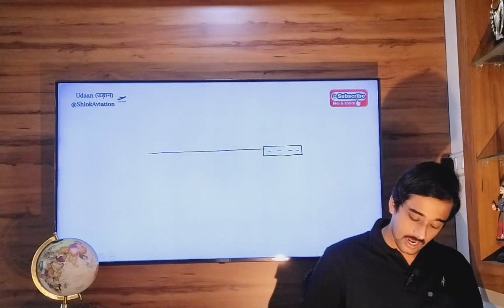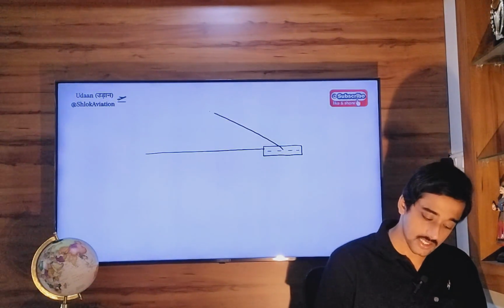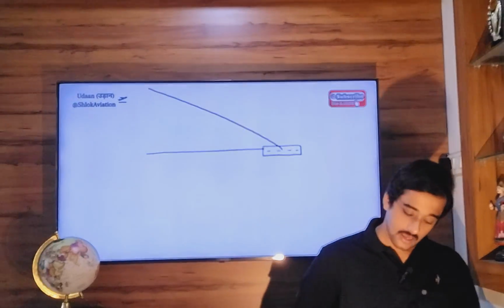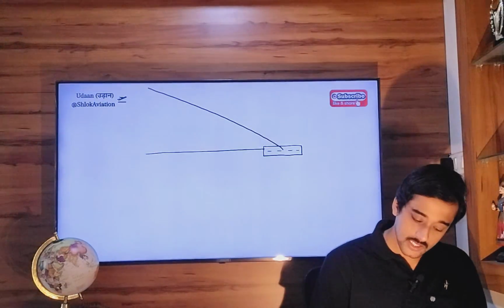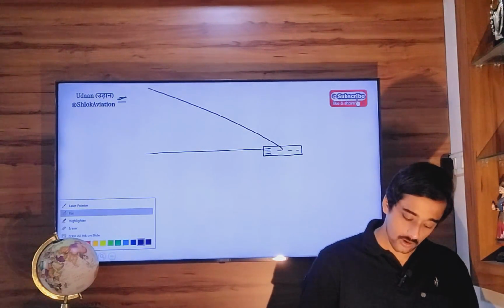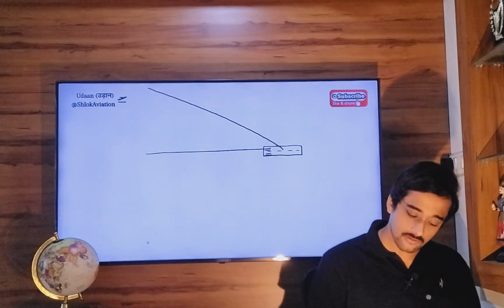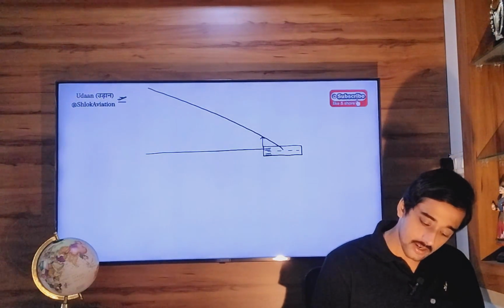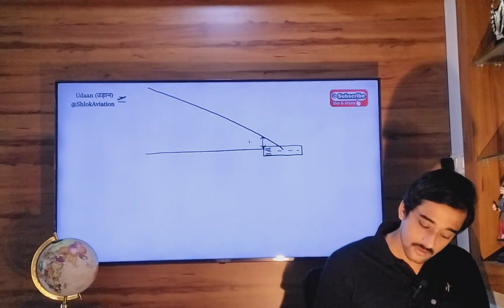Okay, your 3-degree glide path is something like this. It passes the threshold of your runway, and this glide slope passes the threshold of the runway at a height of 50 feet. At a height of 50 feet.